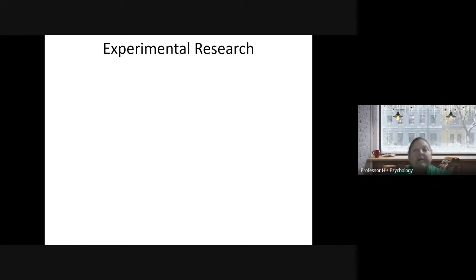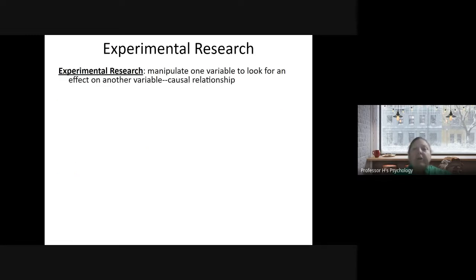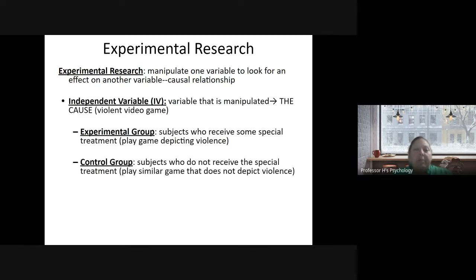Okay, so in our experimental research, we're going to go over a few terms real quick. I'm actually just going to pop them all up there right now. So experimental research, once again, is where we manipulate one variable to look for the effect on another variable. We try to control the environment as much as we possibly can when we do experimental research.